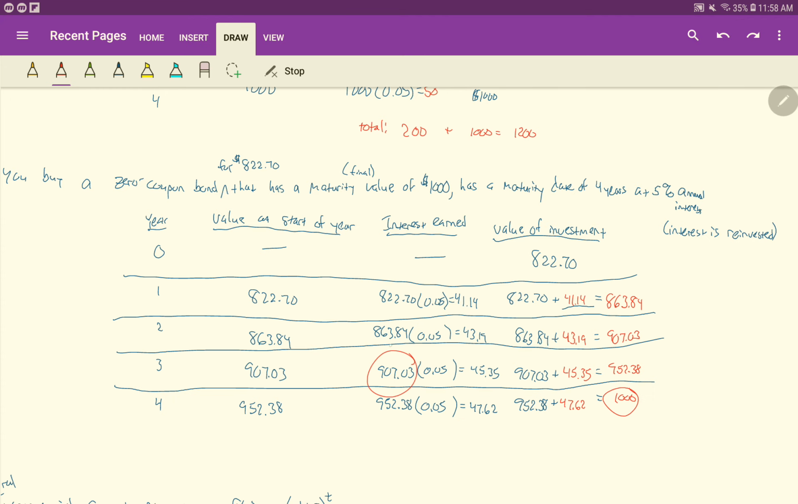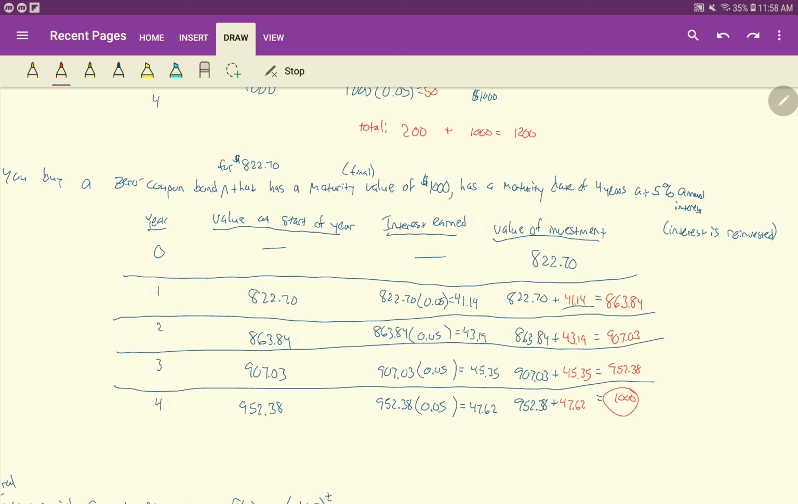And that is what you multiply by 0.05, the new total there, to get a higher interest, 45.35, and that gets added on. And then the cycle repeats one more time. You multiply the new total there, you get $47.62 in interest. That gets added on, and then the final amount that you get back is $1,000. So with an initial investment of $820.70, you get returned $1,000 at the end of 4 years.